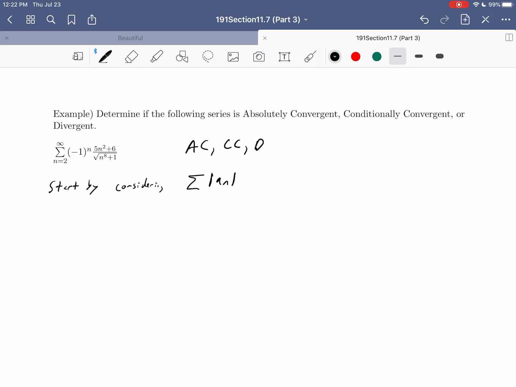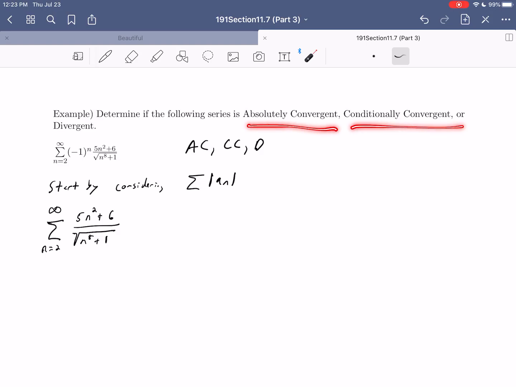Okay, so let's go ahead and do that. That means we're actually going to be looking at the sum of 5n squared plus 6 over the square root of n to the 8th plus 1. And of course, we're still running from n equals 2 to infinity. You could, of course, just omit that n equals 2 because we know that the starting spot has no impact on what behavior it shows. It would have an impact on what it adds up to, but not whether or not it adds up to something finite or whether or not it diverges. But we'll just carry on with n equals 2 because that's what was given to us.